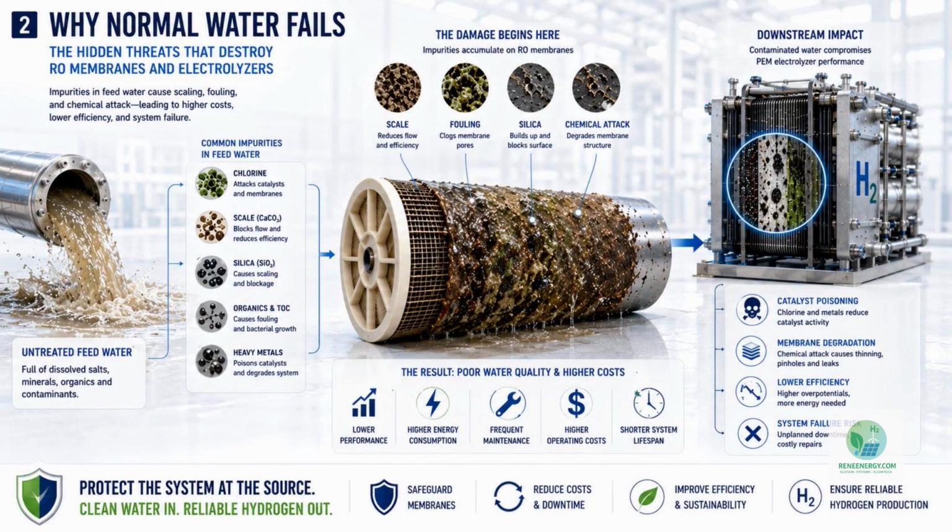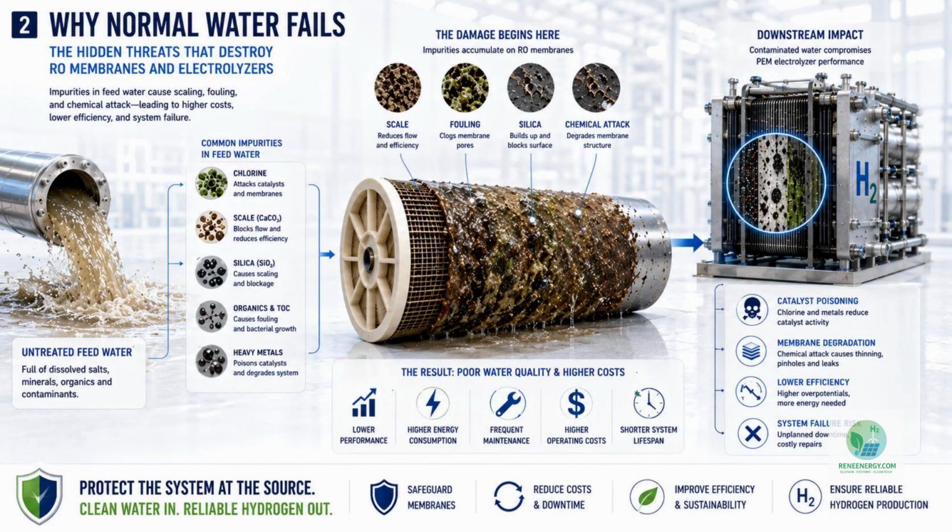Image 2 shows why normal water fails. This is the system stress image. Untreated water may look harmless, but inside a hydrogen-grade water system, it can be destructive. Chlorine can attack catalysts and membranes. Silica can build hard deposits on membrane surfaces. Calcium and magnesium can form scale. Organics and bacteria can create biofouling. Heavy metals can poison sensitive components.